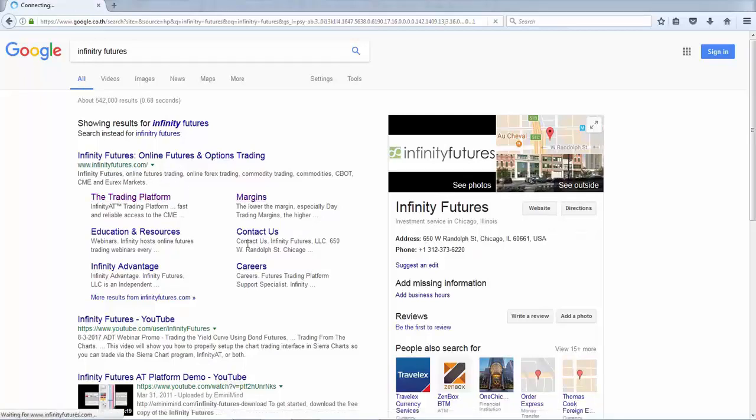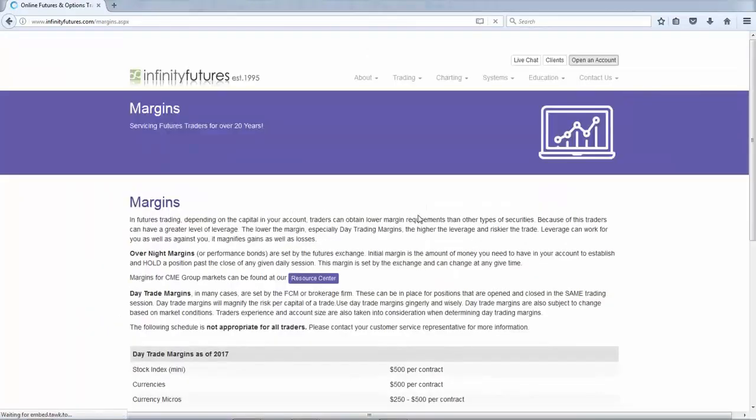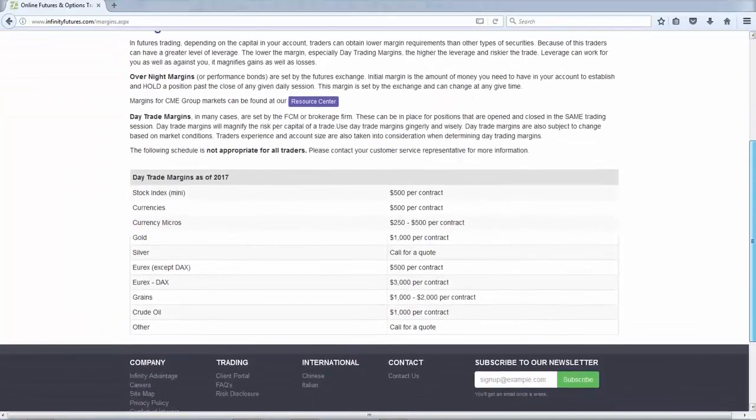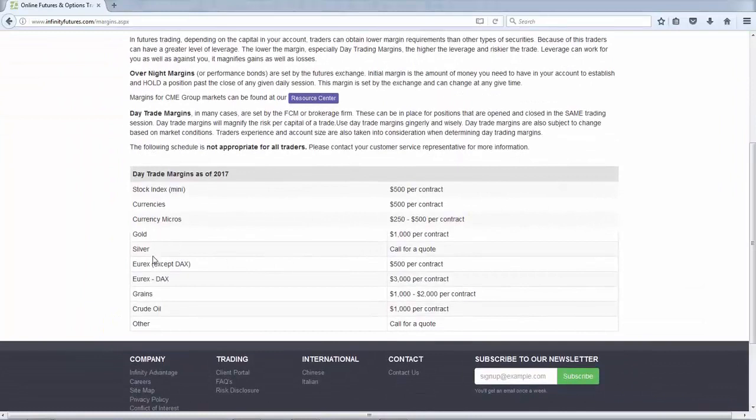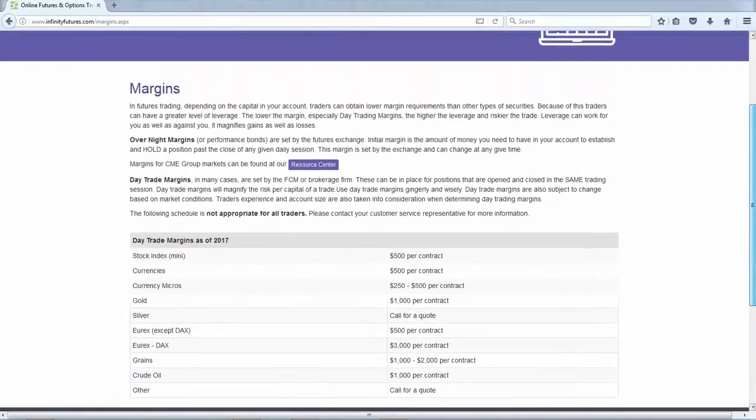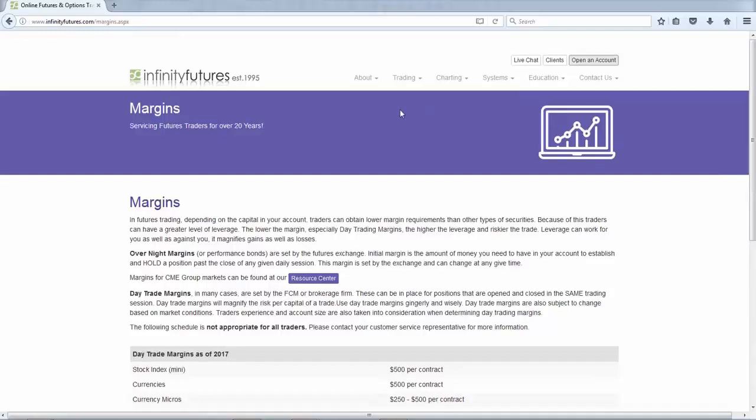You could look it up right here, for instance, under margins. See if we can go there. Okay, it tells you all the margins right here. Let's see, they have one for crude oil. They do 1,000 per contract. Okay, so there you go. It's not much money. There are lots of different options. Just either call the broker and ask them, or look on their website and see what their margins are. There really isn't a whole lot of difference between brokers on that.